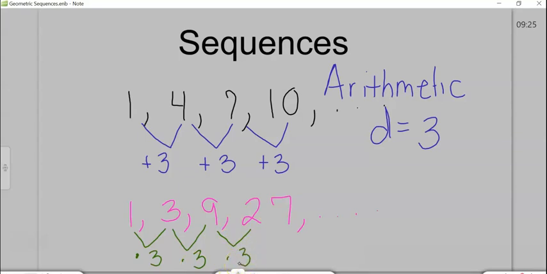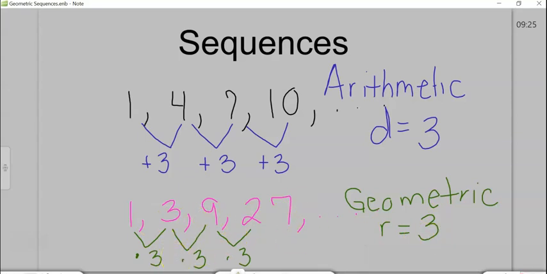Multiplying to get to the next term is what is known as a geometric sequence. And that number that we multiply by to get to the next term is what is known as our common ratio. We'll call that R. So our common ratio for this geometric sequence would be 3.